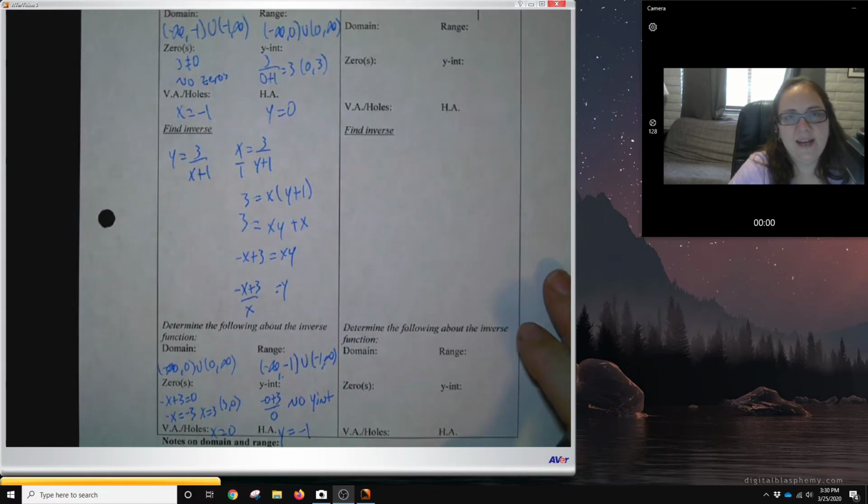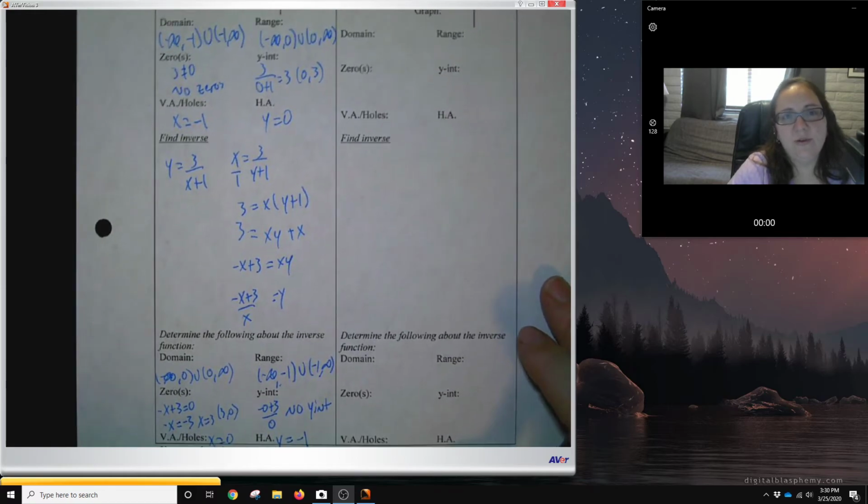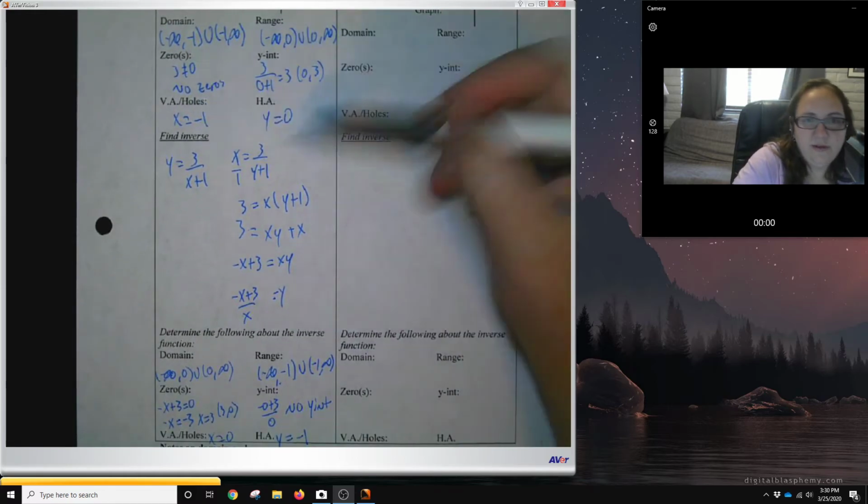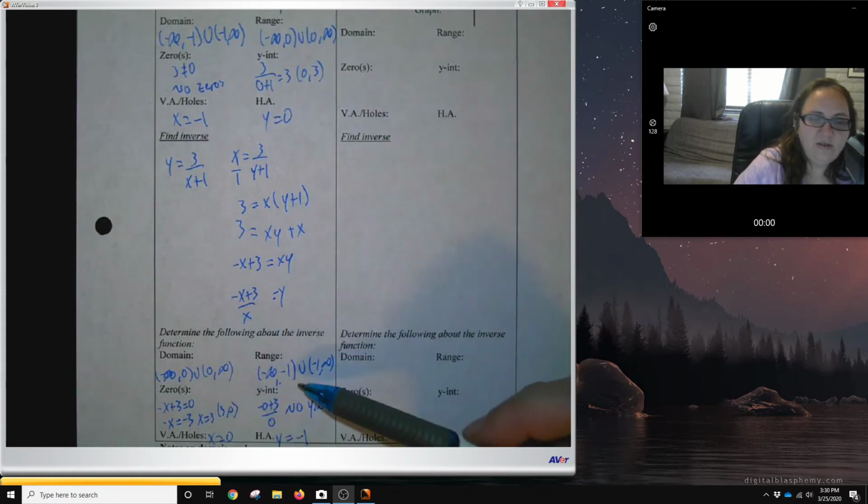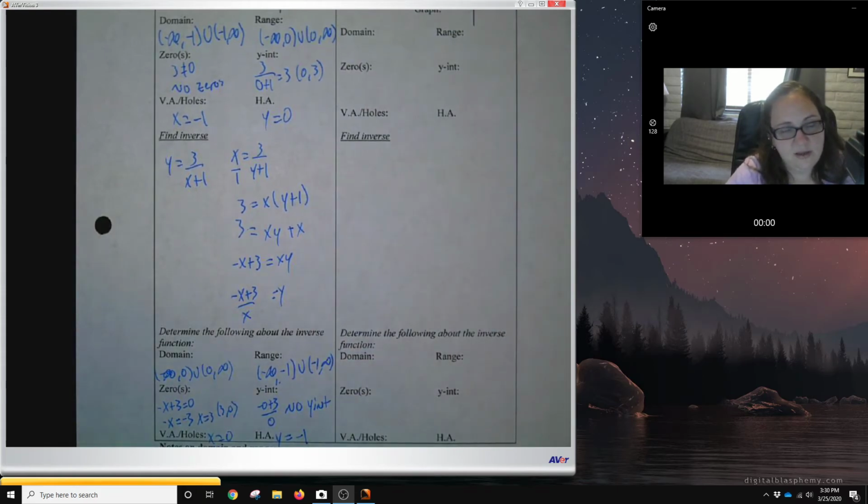Now, if we take a second and we compare what we have up here to what we have down here, you should notice that everything flips places because that's what inverses do.